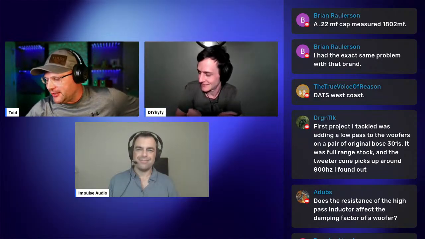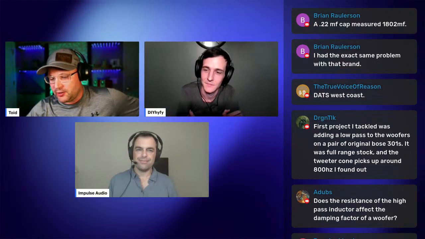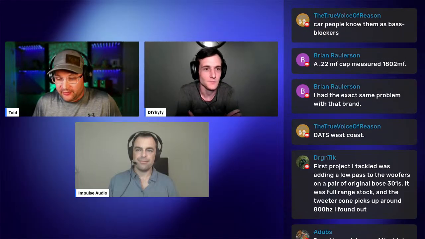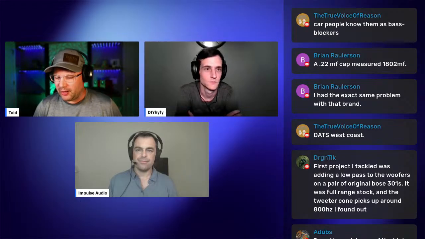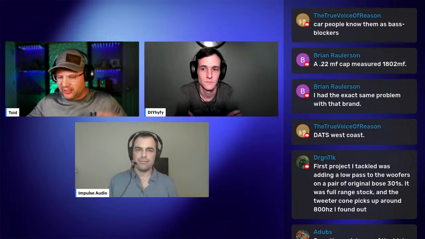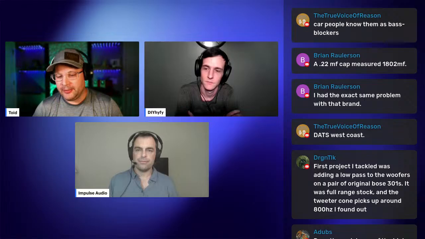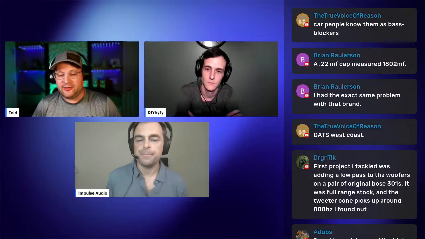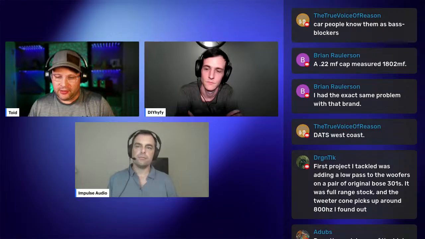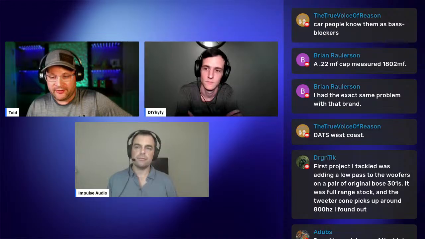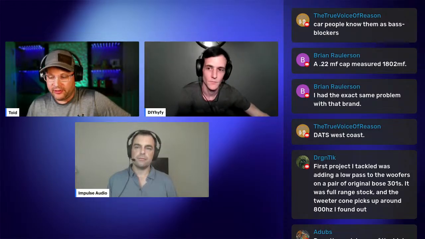What you can do is add a capacitor to your tweeter in series with your tweeter. When we're talking about first order, that's in series with the driver, so on the positive leg of the driver, and it will protect it from that turn on pop. Now it has to be a low enough value that it doesn't affect the frequency response, but also a high enough value that it still protects the tweeter.